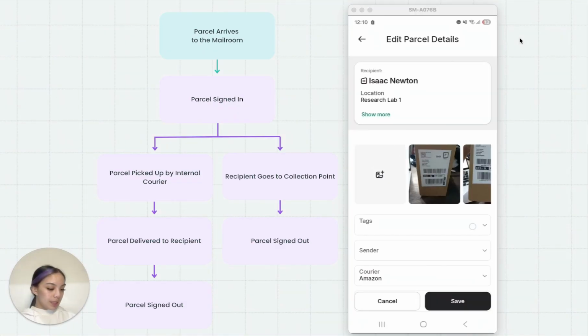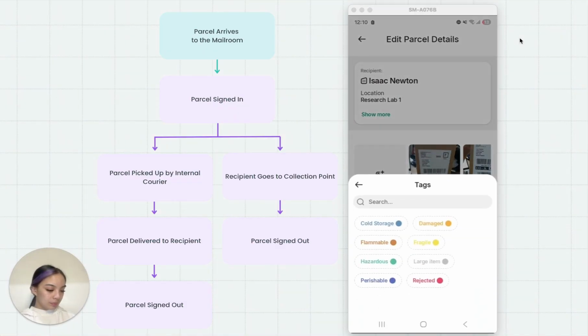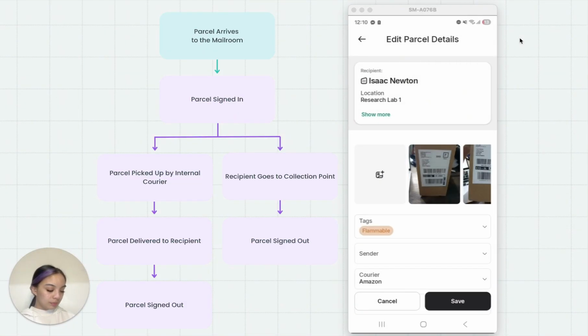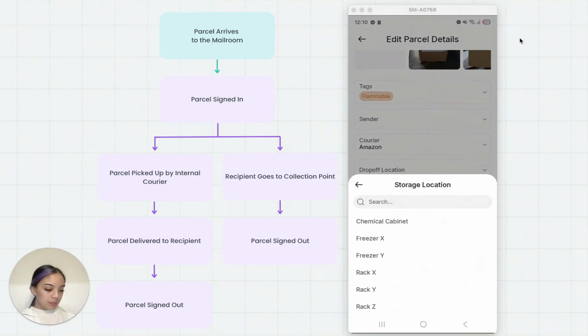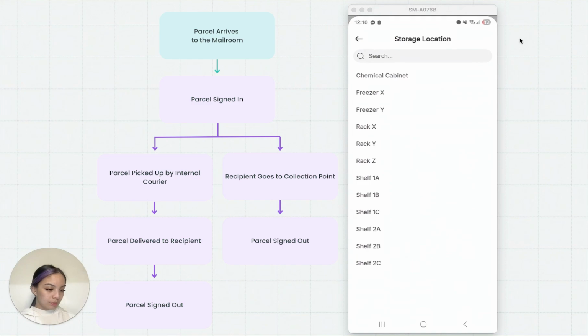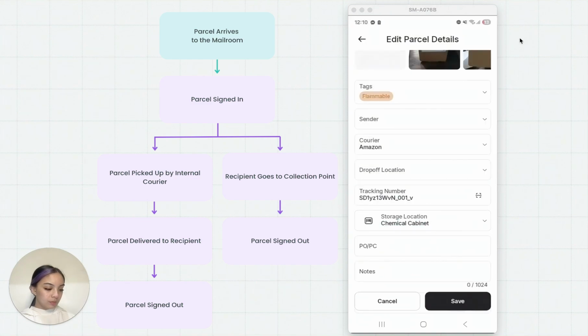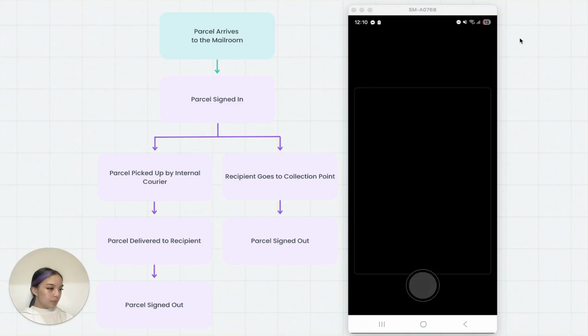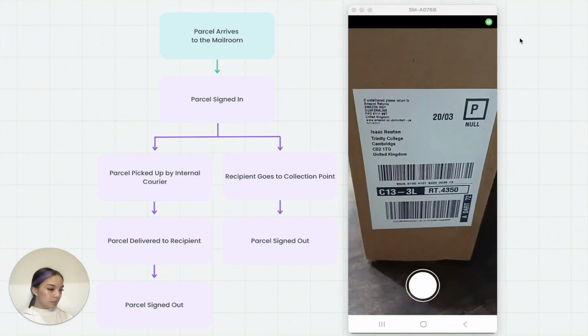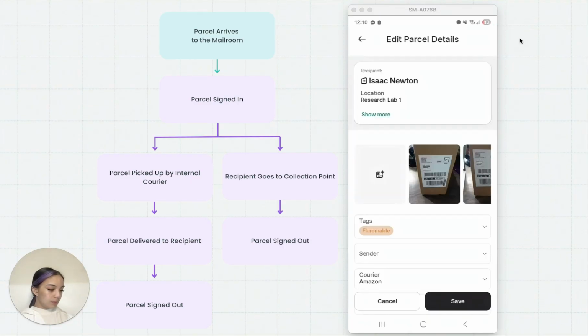And again, we'll be able to assign tags, assign the parcel a storage location, and get an additional photo of the parcel. Press Save to add the parcel to your cart.